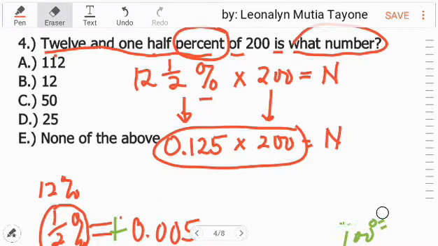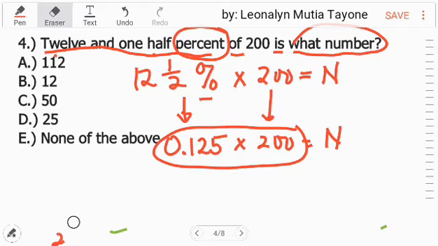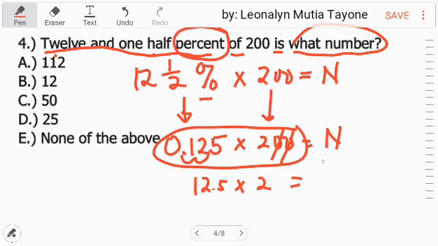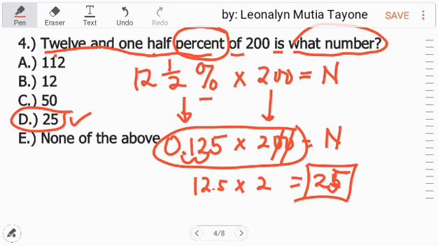Erase muna natin itong ibang numbers dito. So, mag-multiply na tayo. Ang pinakamadaling gawin mo, since 200 ito, may dalawang 0, mag-cancel out ka ng dalawang 0, i-move mo rin to the right. So, magiging 12.5 times 2. And this is 25. So, ito na yung sagot. Letter D, 25.